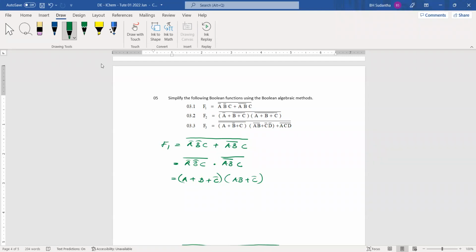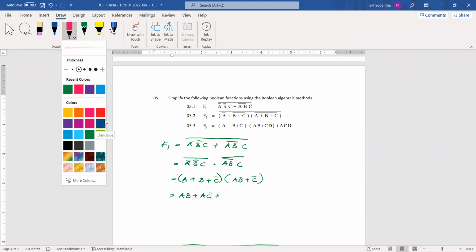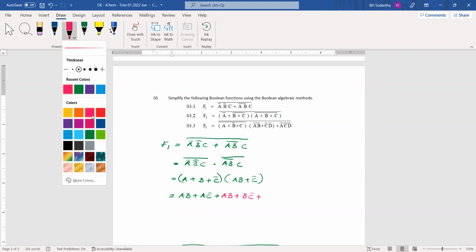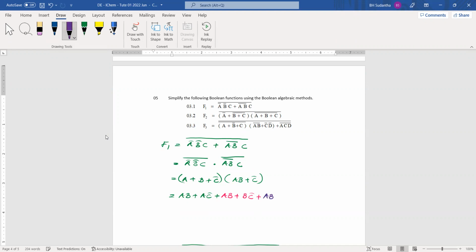Okay. Then there is no other way. We have to multiply all these things this way. When I multiply this one from A, this is AB and AC bar, plus this one, this is AB, plus BC bar. When you multiply this one, this is ABC bar and C bar.